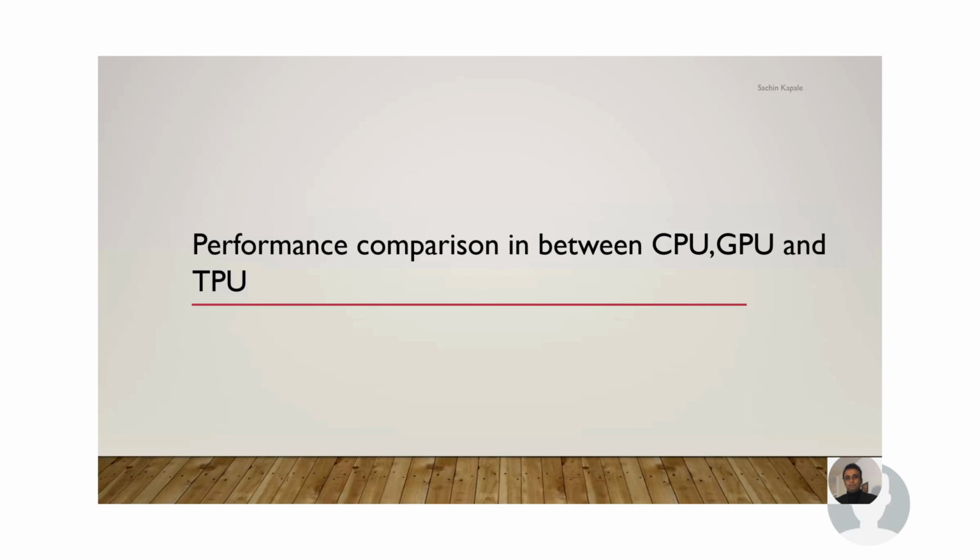So in this chapter, we are going to learn about the performance comparison between CPU, GPU, and TPU. What I am trying to do here is I took an MNIST dataset. This dataset consists of handwritten numbers from 0 to 9, and it consists of close to 60,000 handwritten images of those numbers.